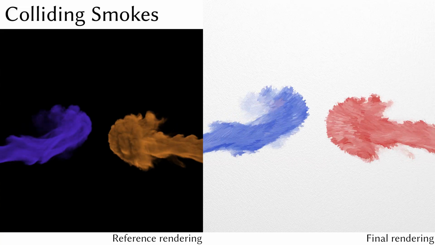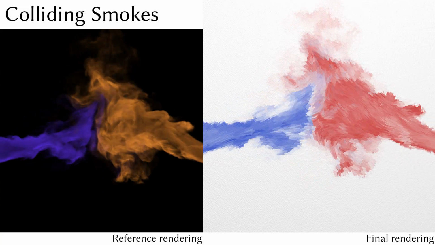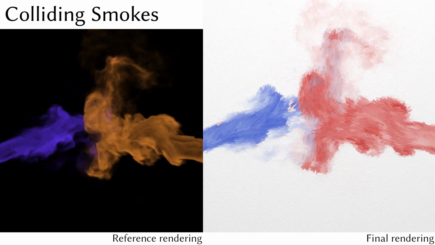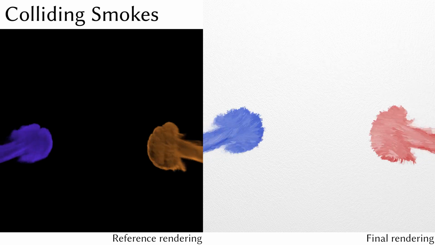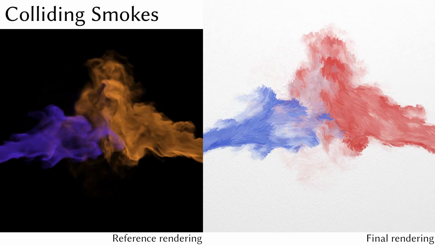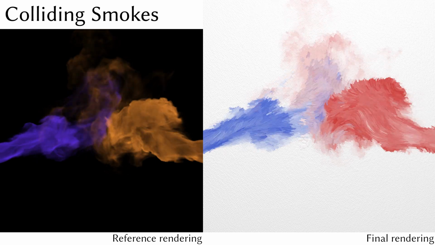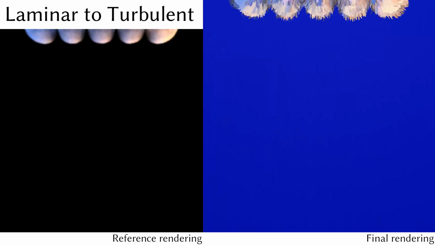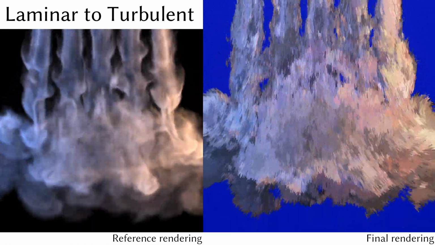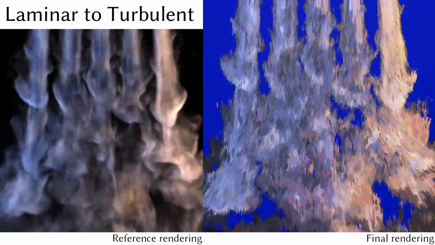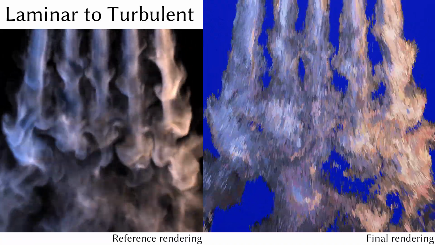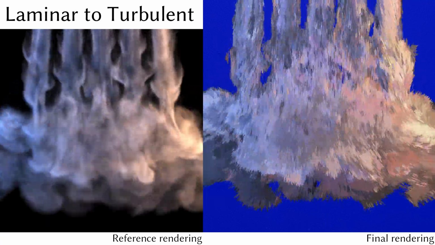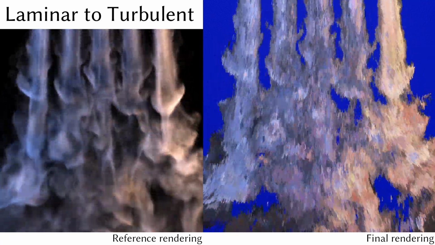The colliding smokes example shows multiple colored smokes interacting and merging. By incorporating additional features from the a-star and b-star channels, our method accurately distinguishes between different materials and captures their natural blending after the collision. Next, we present the laminar to turbulent flow example. As the flow transitions from smooth laminar motion at the top to turbulent motion below, our method adapts seamlessly, preserving coherence while faithfully expressing the shift in dynamics.